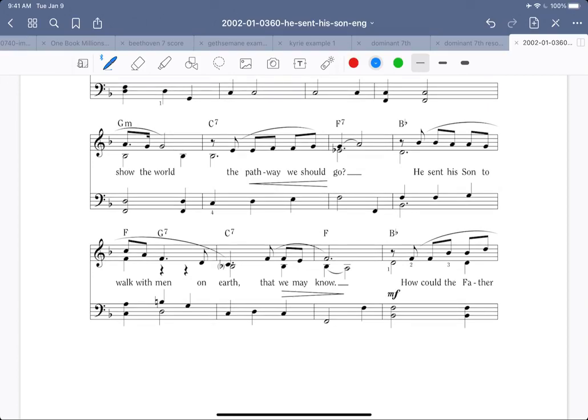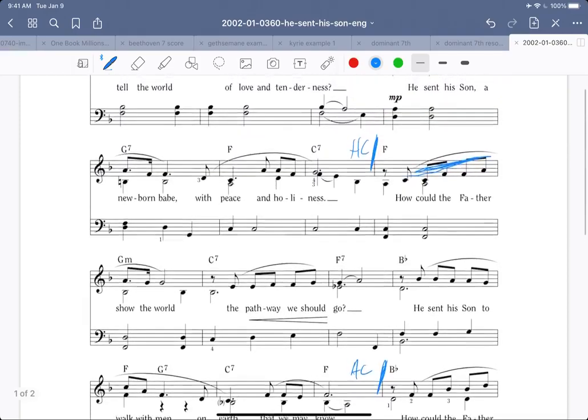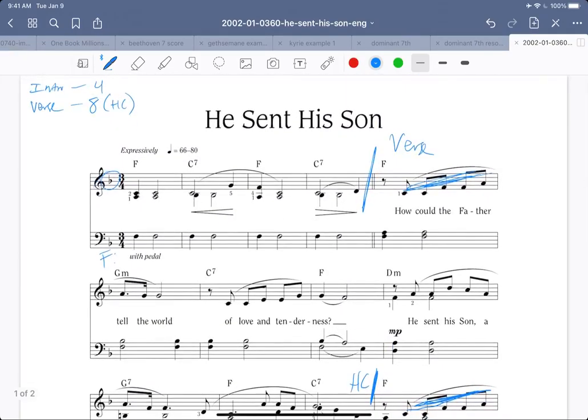Okay, the phrase ends and it arrives on the 1 chord, which is an authentic cadence, meaning sort of the finish of the phrase, the period at the end of the sentence. And that was another 8 bars. Okay, so our verse is 8 with a half cadence plus 8 more bars ending with an authentic cadence. So 16-bar verse.